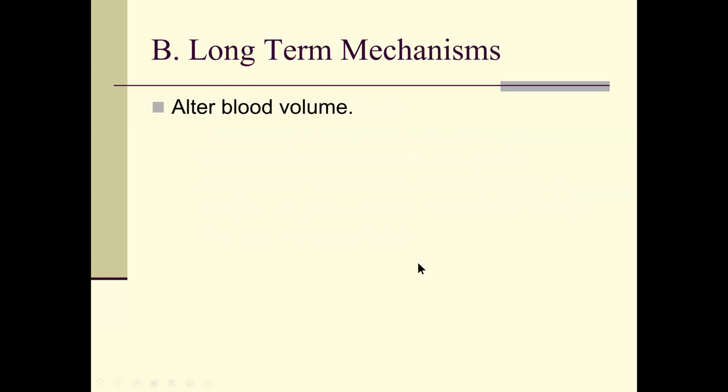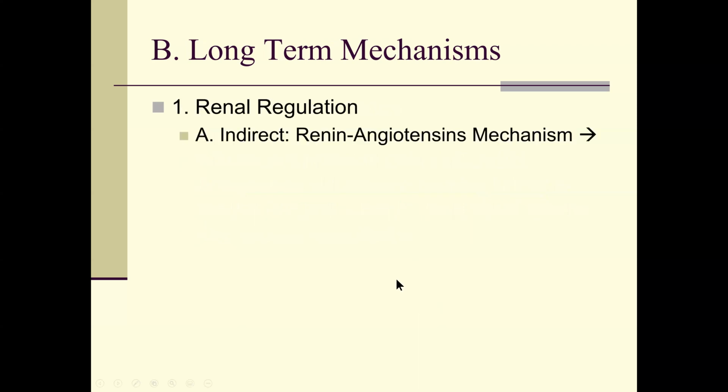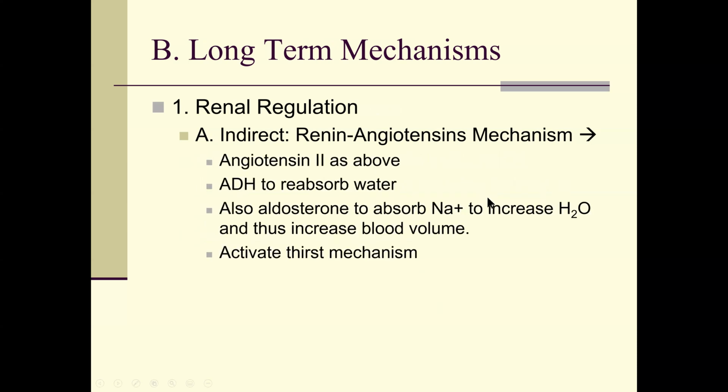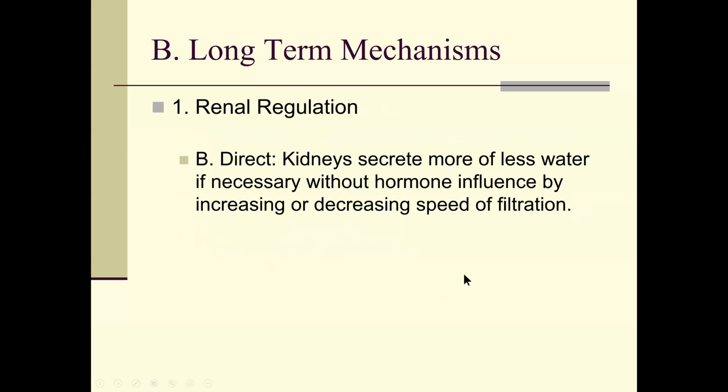Long-term mechanisms, because those were the short-term things that work over a relatively short time. Regulation of volume, renal regulation, renin-angiotensin mechanism, angiotensin 1, ADH to reabsorb water. We talked about that. Aldosterone to absorb sodium. If you want to increase your volume, you hold on to sodium because sodium is surrounded by water. Then the water comes with the sodium, so obviously you increase volume. You also activate the thirst mechanism. Kidneys excrete more or less water if necessary by increasing or decreasing the rate of filtration.